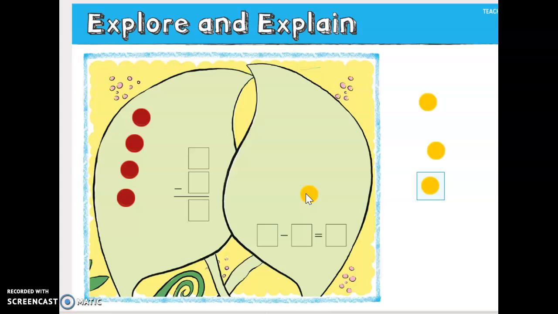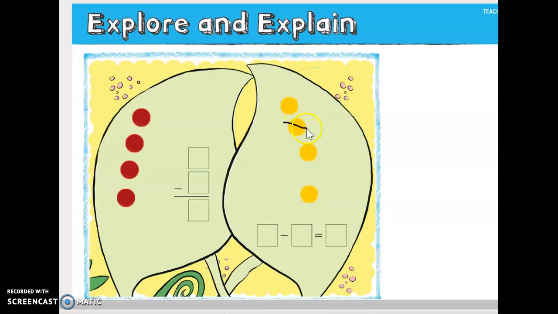Now we've got to start building our sentence. It says, trace the counters used, draw X's on the counters to show the bugs that flew away, write the subtraction number sentences. Okay, so I could put some X's on the ones that flew away. So let's just do it that way. I'm going to pull these back here, and we're going to try a different strategy where I write on top of the bug the ones that flew away. So we'll just put an X on this one, an X on this one, and an X on this one.